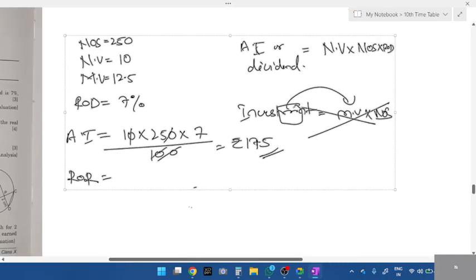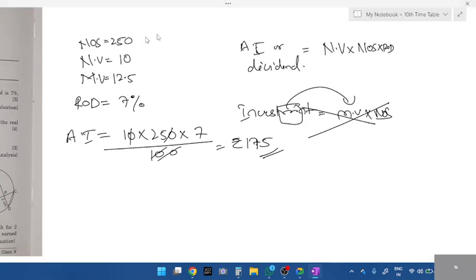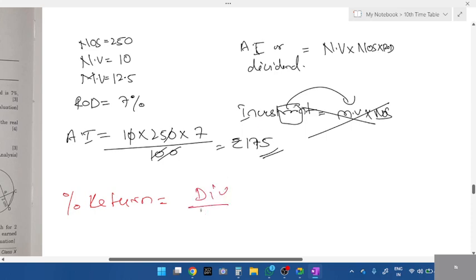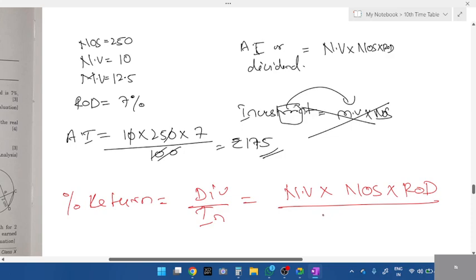All these tricks I explained to you before solving, I mean, when we are doing the questions. So percentage return, students, right? See, within 1 minute you have to complete this question. Annual dividend divided by investment. What is the dividend formula? Don't go with the values. Go with the formula. What is the dividend formula? Nominal value into number of shares into, what is market value?